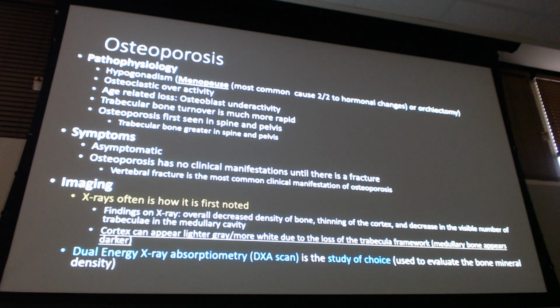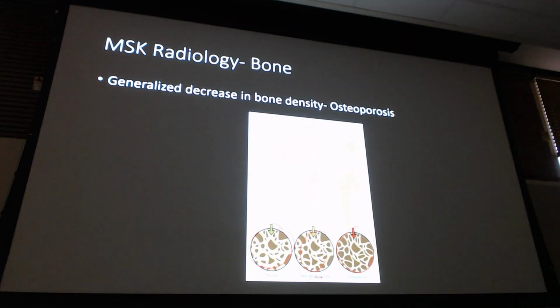Okay. So the idea is that you would do this as screening, so that way if it's in that osteopenia range, you can start treatment early to try to prevent osteoporosis from happening, right? So that's why that's on here. That's why knowing the study of choice for osteoporosis is important, because you will order that more than you'll order regular x-rays for it. Really, the regular x-rays will be incidental findings.